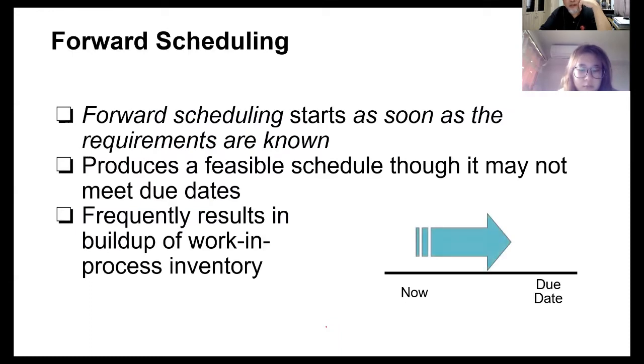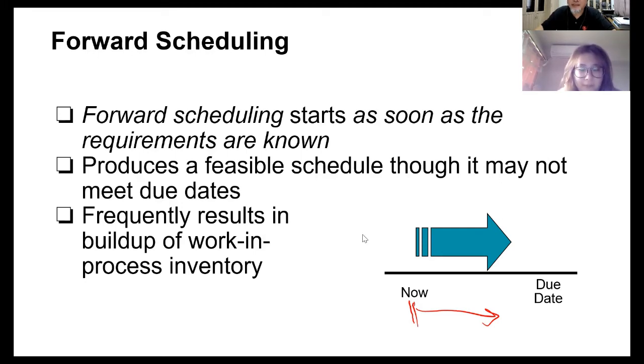Okay. So when we talk about forward scheduling, forward means start as soon as the requirement is known. If I get the order, then you do it, it's forward. So you see the arrow, right? Forward. That means you actually start scheduling, okay? And you try to produce a schedule, even though it may not meet the deadline.